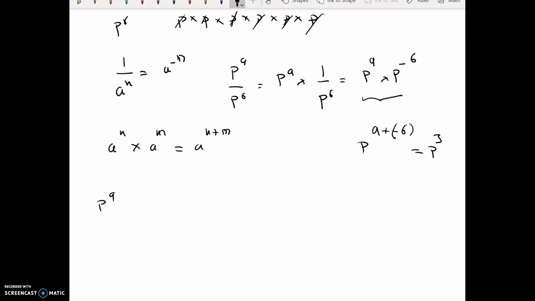And so p to the 9 over p to the 6, multiplied by q to the 6 over q cubed, is going to be p cubed. And q to the 6 divided by q cubed is going to be q to the 6 plus negative 3, and it's going to be q cubed, which could be written as p q cubed.